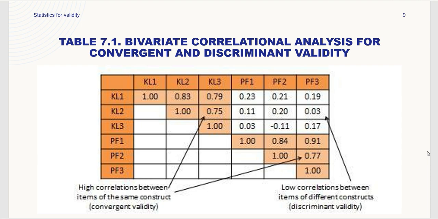इसी तरह से PF2 का KL1 के साथ 0.21 है, PF3 का KL1 के साथ 0.19 है, KL2 का PF1 के साथ 0.11 है, KL2 का PF2 के साथ 0.20 है, KL2 का PF3 के साथ 0.03 है। ये लो कोरिलेशन वैल्यूज शो कर रही हैं कि हमारे इन कंस्ट्रक्ट्स का आपस में लिंक, अगर दोनों कंस्ट्रक्ट को देखा जाए तो, ज़्यादा नहीं है, they are different in nature.